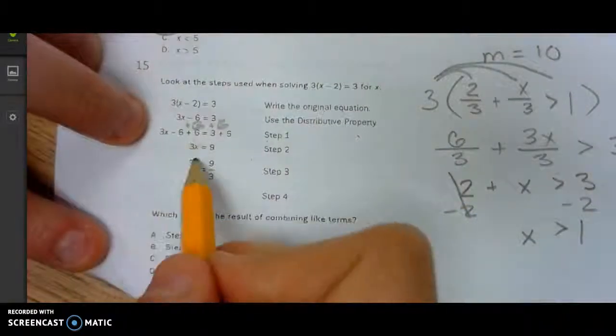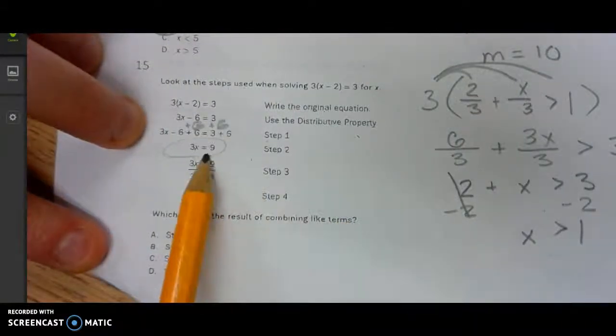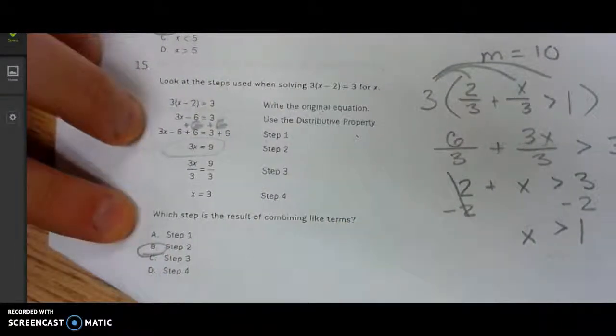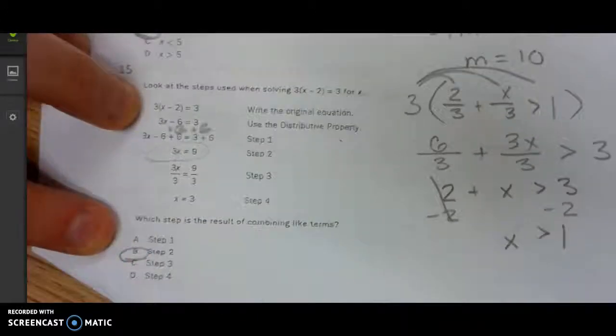And then from step 1 to step 2, they combine the like terms. So that's going to be my answer. From step 2 to step 3, they're dividing. Step 4, they simplified.